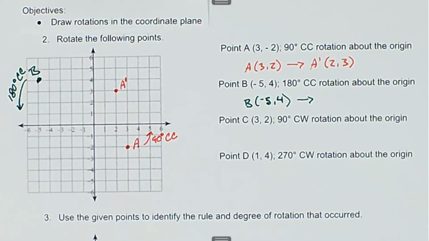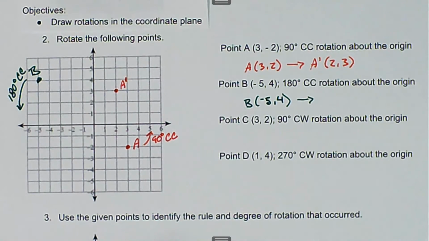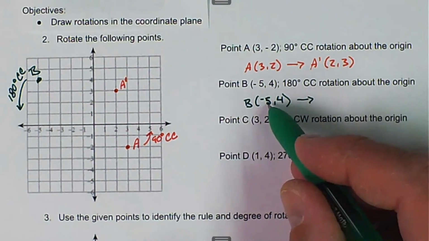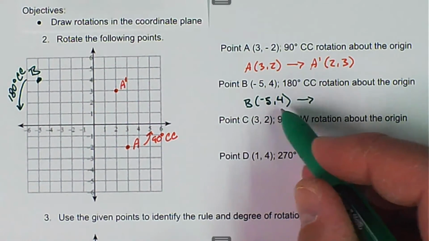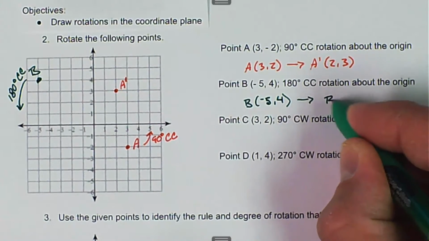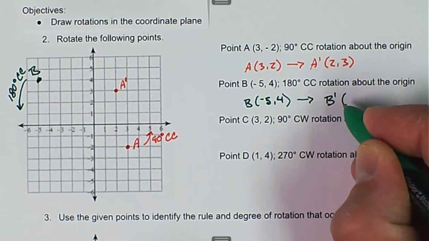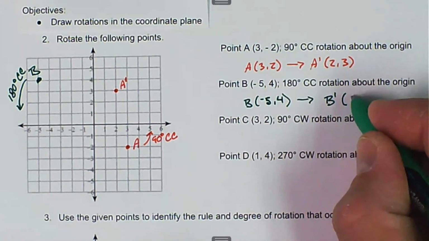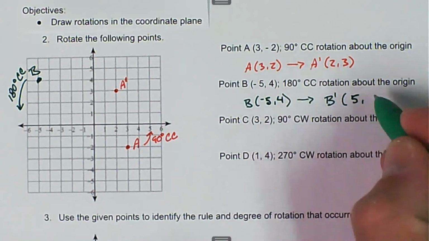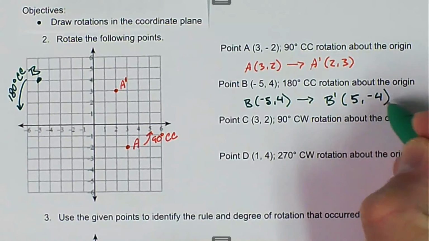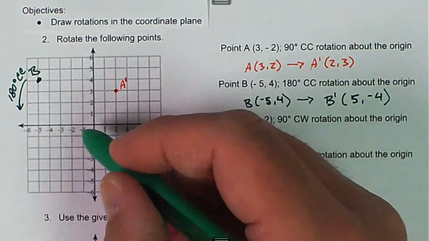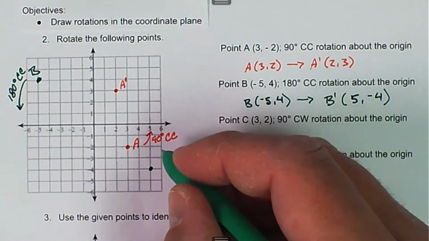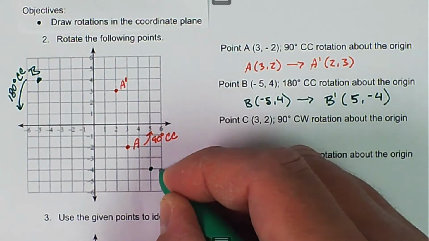180 counterclockwise is the same as 180 degrees clockwise. But whenever that happens, I always just use the coordinate rule where we just take the values and make them negative. So B prime is going to be, because the x is negative, it becomes positive, and because the y is positive, it becomes negative. Then we can plot that point as (5, -4). And that's going to be B prime.